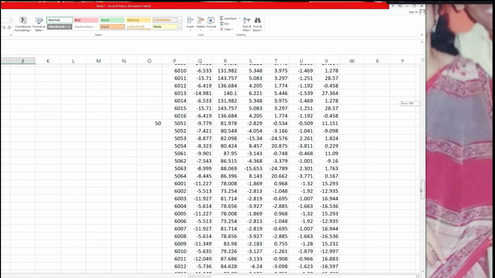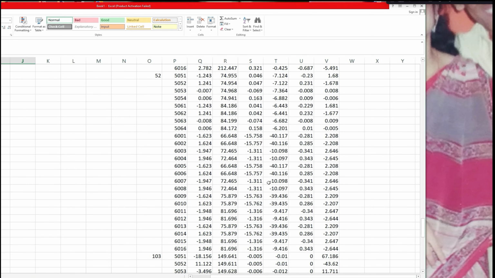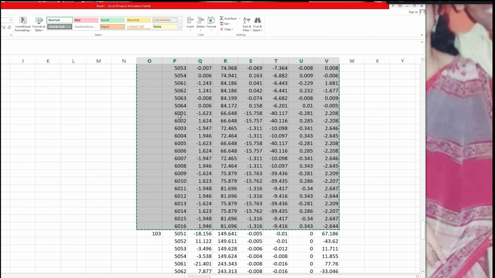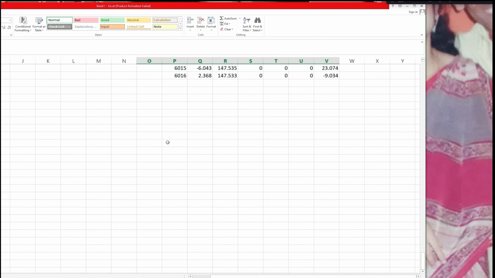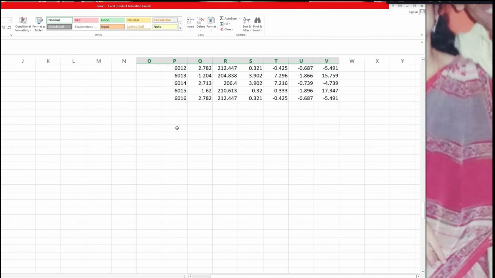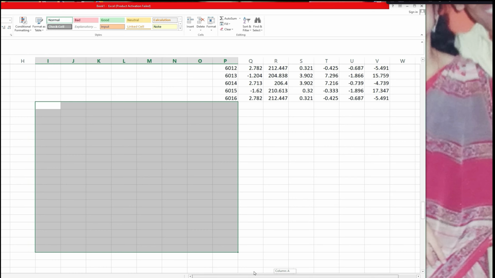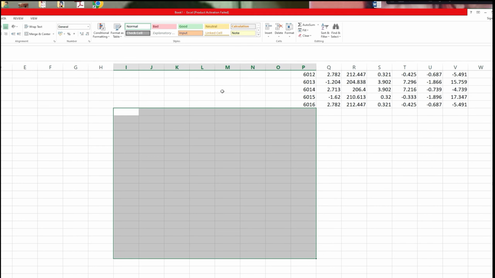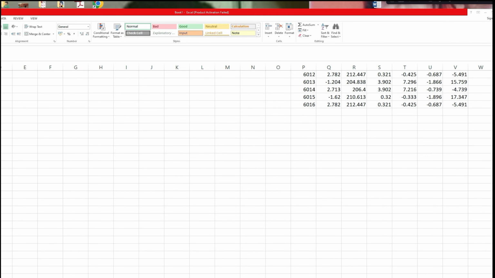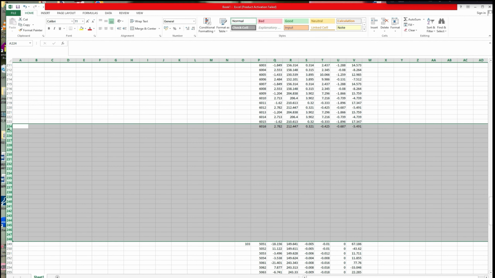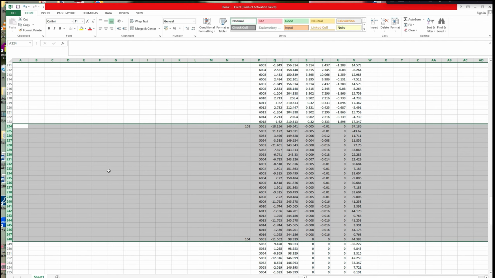Let us go to node number 52. This will have a square footing. So I have cut it and pasted it here. Let us delete all these rows.